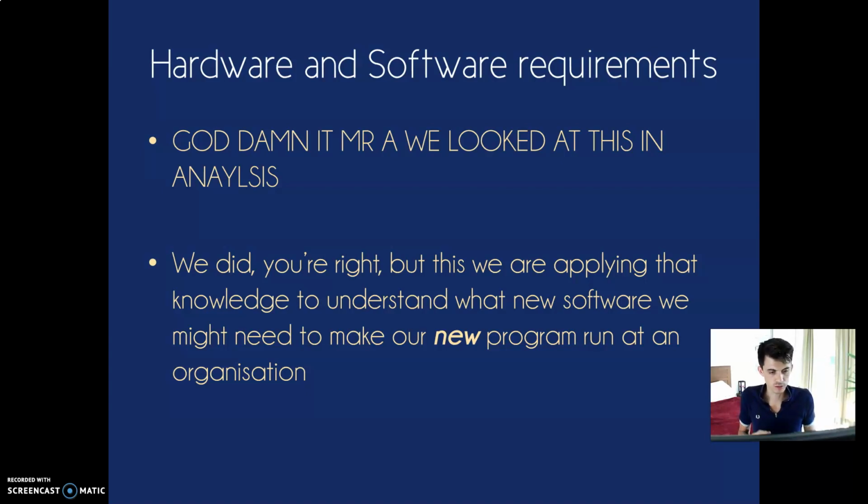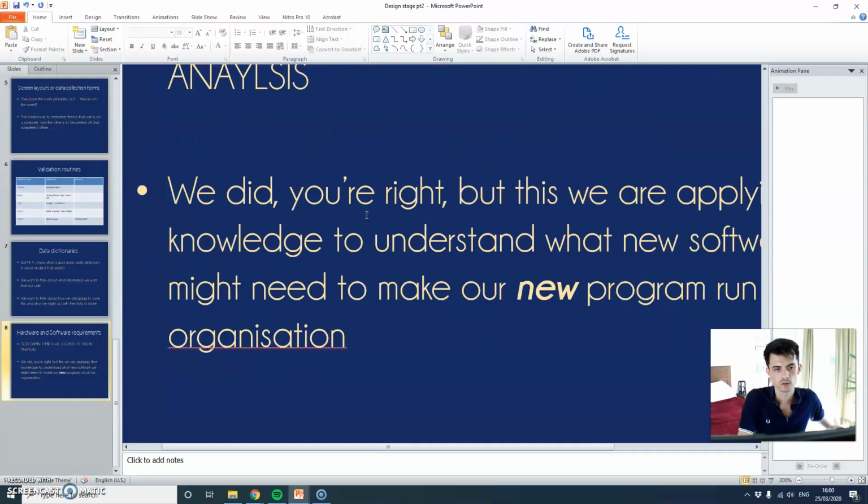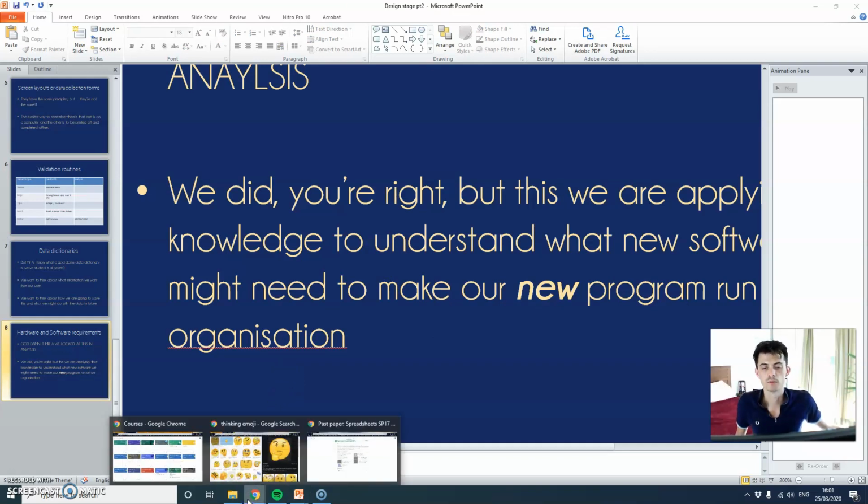So it's really, really simple. It's very similar to the last one, but now we're starting to think about, well, if we've made our new program, what might that program need in terms of hardware capabilities? That's it. So I tried to do that as quickly as possible. I'm now going to show you what you're going to be doing online.